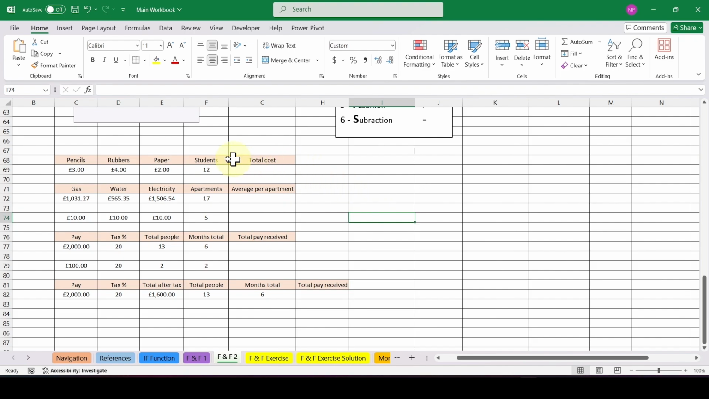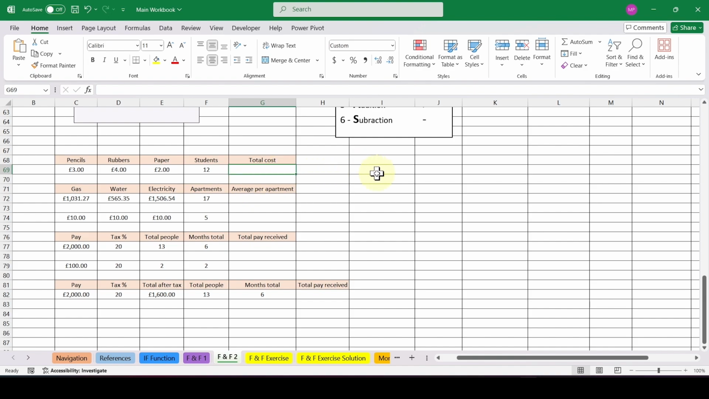First of all, we have this small table here. We have the stationary items and their values. And then we have the amount of students here. And then lastly it is asking for total cost. This would be the pencils plus rubbers plus paper times the number of students. And this should give us the total cost.